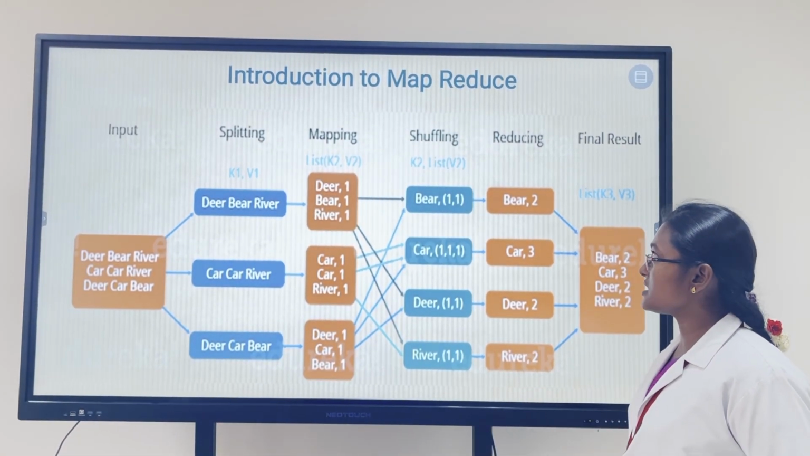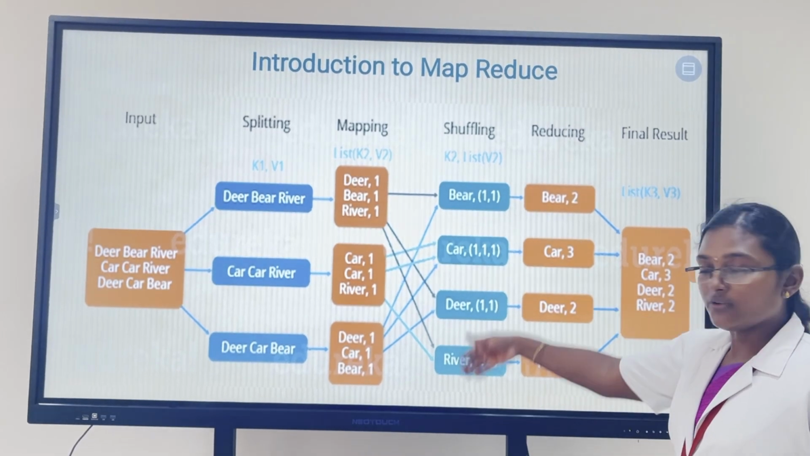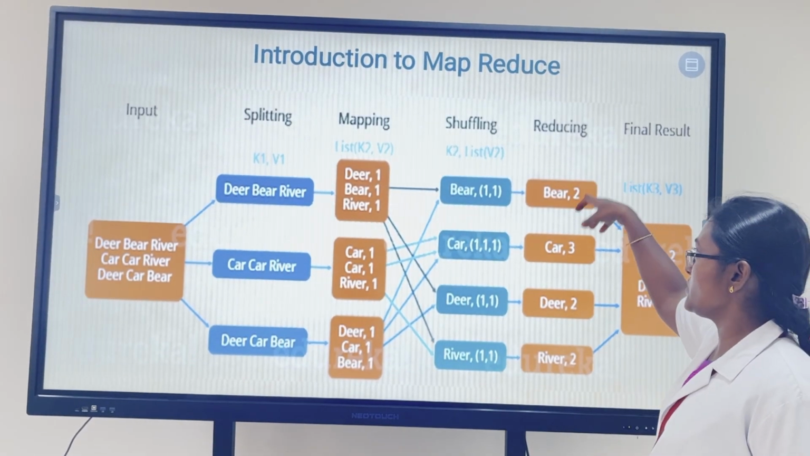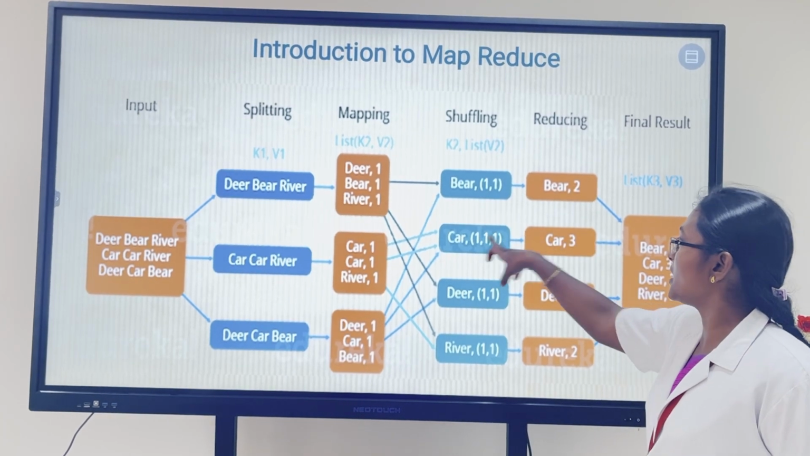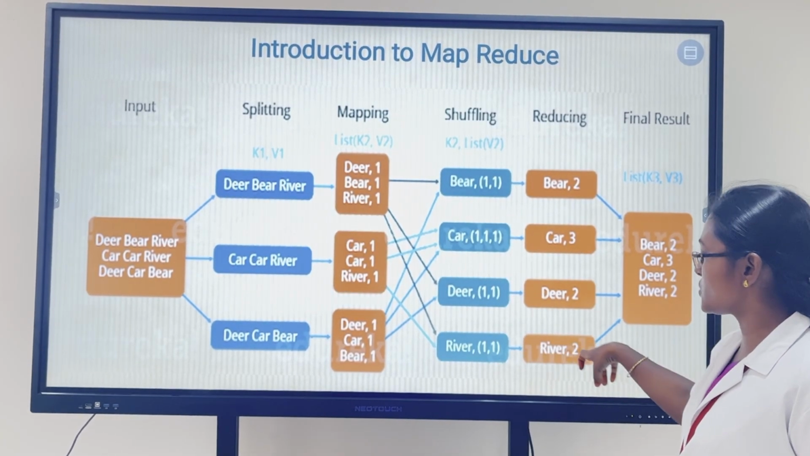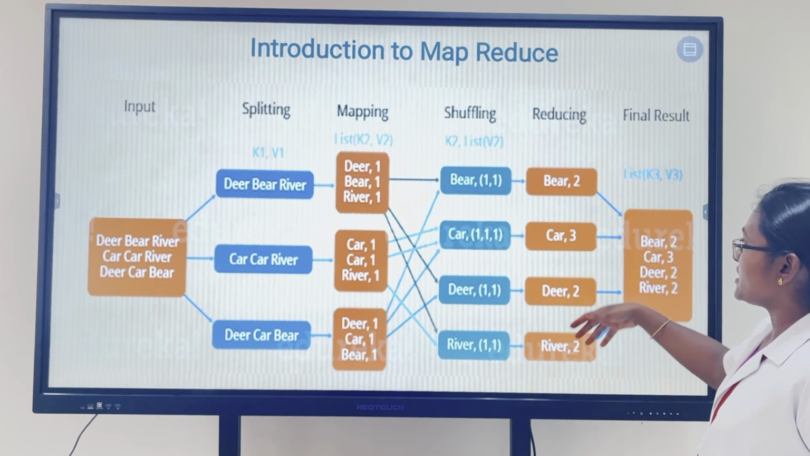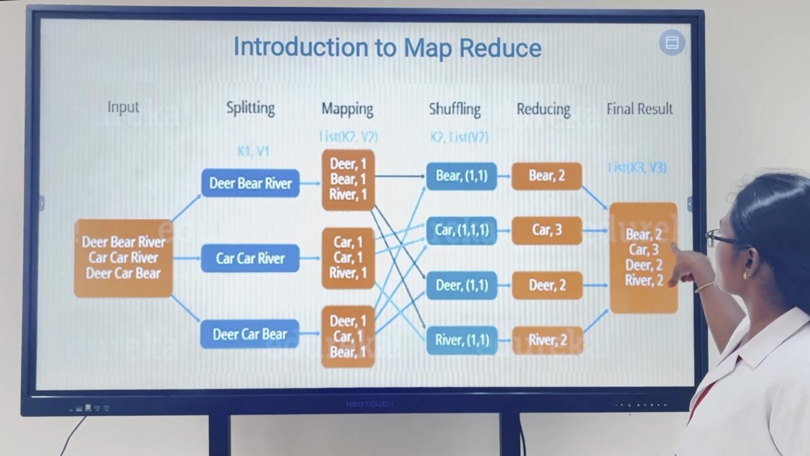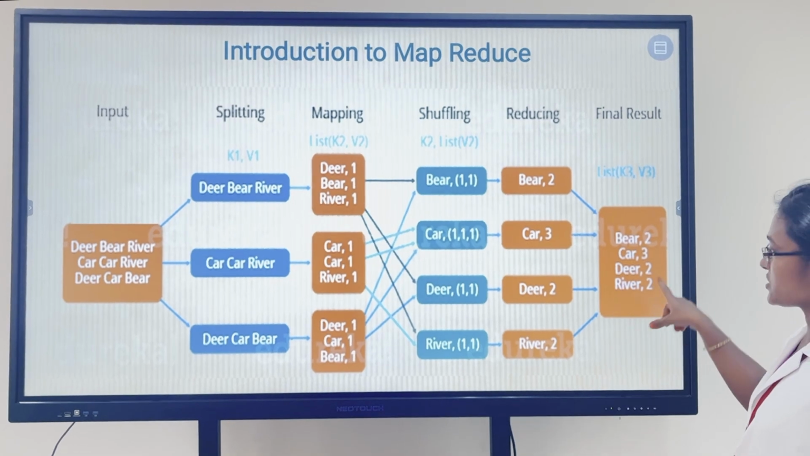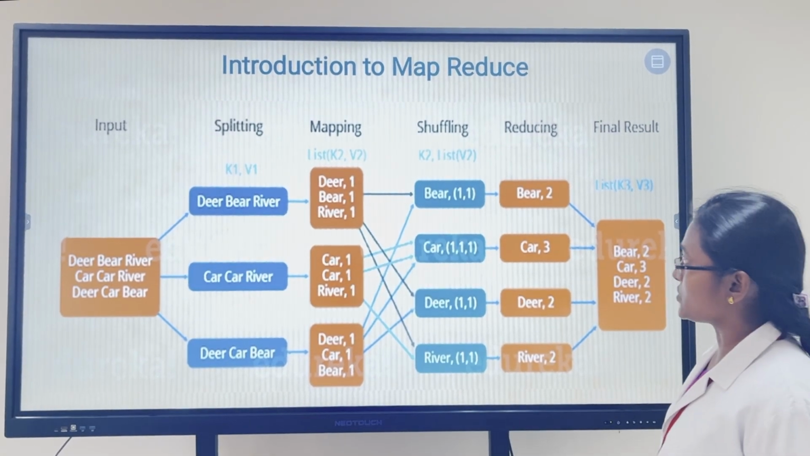For the reducing process we get the input from the shuffling process. In the reducing function we combine the keys and add up the 1s. So beer of 2, car of 3, deer of 2, river of 2. So this is my reducer process. And then finally I need to display the output. So beer as 2, car as 3, deer as 2, river as 2. So this is my final conclusion.